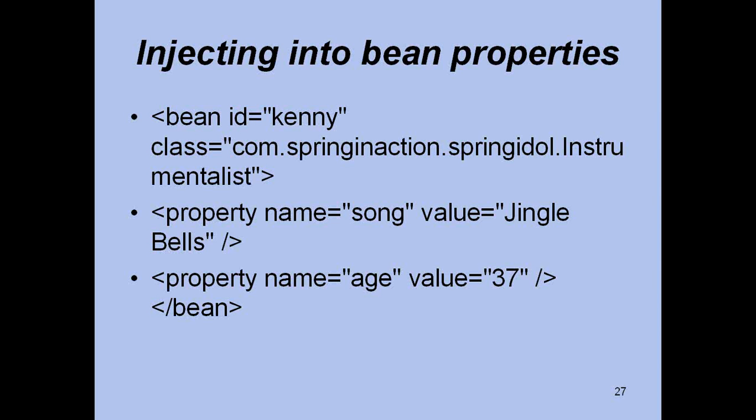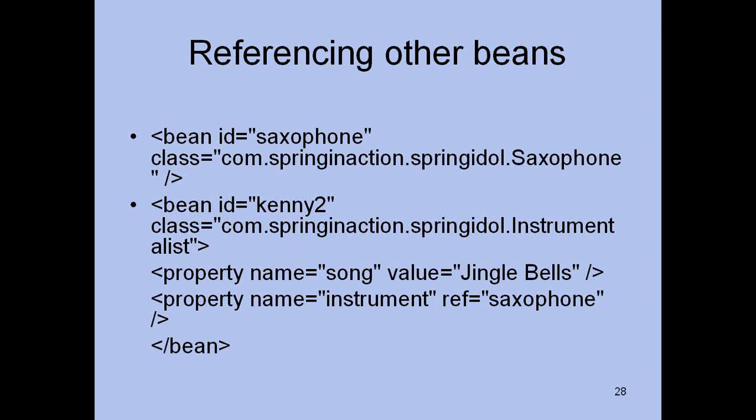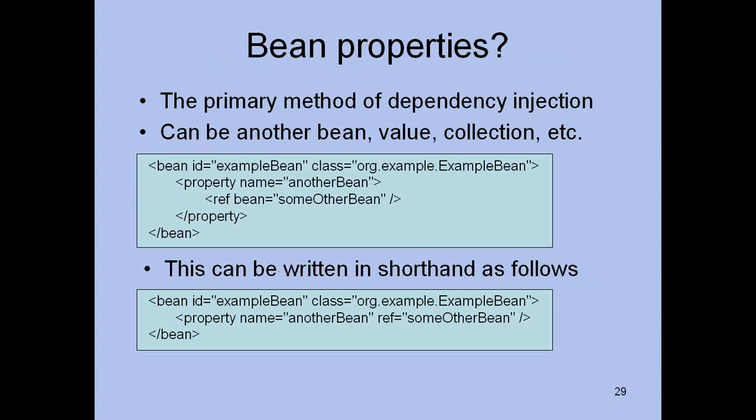And how do you inject values into the bean properties using the property element? So here you are injecting song and age using the property element. We talked about referencing other beans using the ref element. So the bean properties are the primary method of dependency injection, and the injected value can be another bean also, using property name, ref bean equal to.